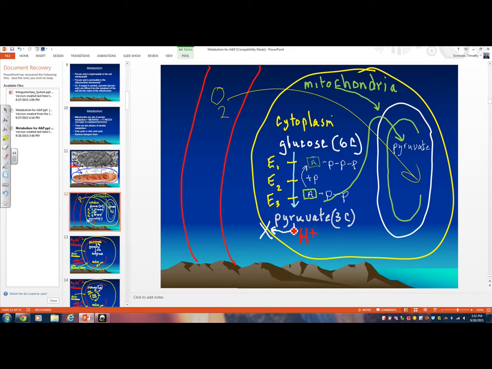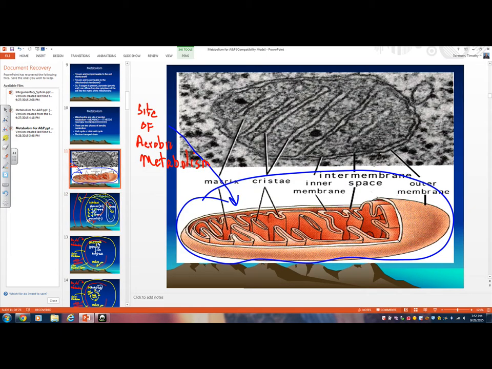Pyruvic acid, once formed in anaerobic metabolism, cannot diffuse out of the cell and into the blood. So the only place that it's permeable to is the mitochondria. So again, by diffusion, high concentration in the cytoplasm, low concentration in the mitochondria, pyruvate is going to diffuse into the mitochondria. So what we're going to talk about today is aerobic metabolism. And aerobic metabolism occurs in the mitochondria.